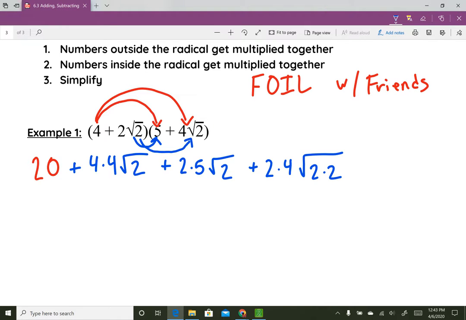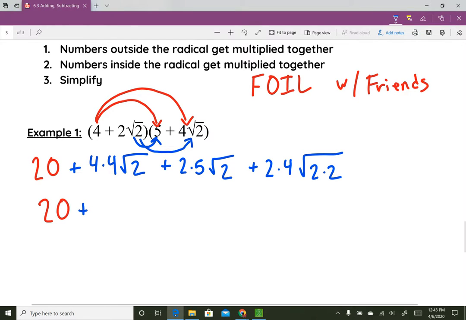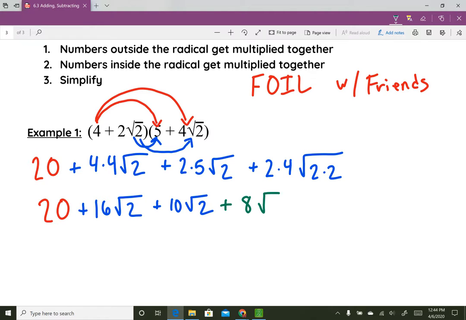All right. So let's take a look now. All we got to do is simplify. So I first get 20. I'm not changing that at all. 4 times 4. These days we have decided that it's 16. So I get 16 root 2. Then 2 times 5, that's going to be 10. And lastly, I'll change the color here. I forgot to do that. So lastly, I'm going to get 8. And then 2 times 2 underneath the radical is just 4.